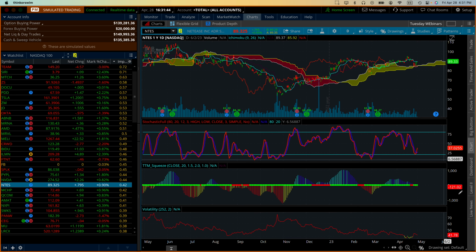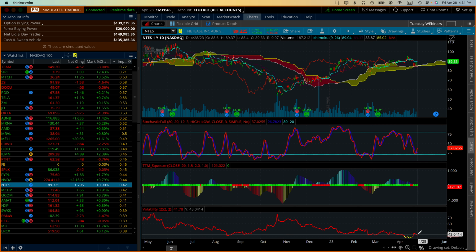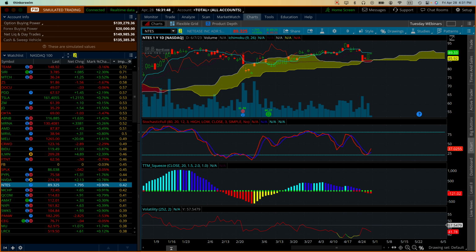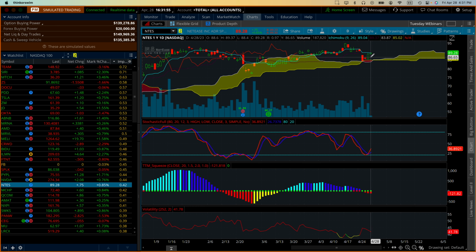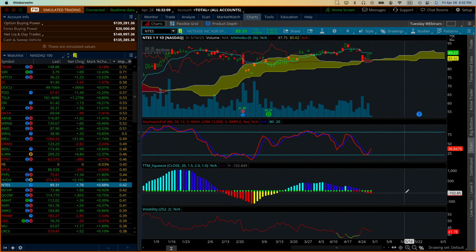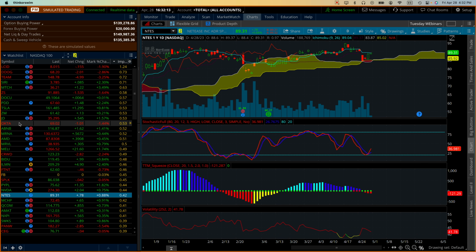NetEase, okay, that's a good one. Volatility is at the bottom of its range, really. 42, and the stock has been moving sideways, so that's sort of what we want to trade. Okay, Qualcomm is a little too high, and now we're moving into the volatility being low, so NetEase is a little too low. Okay, and that's about it.